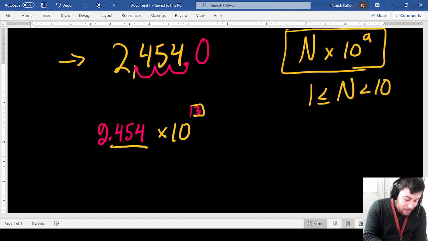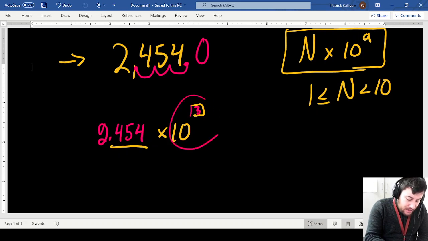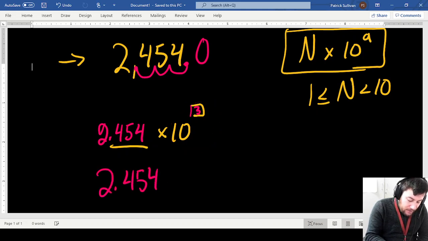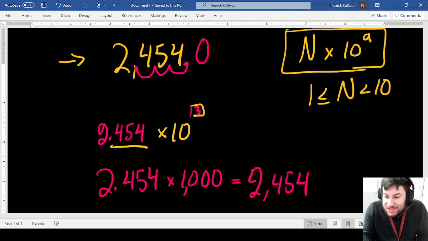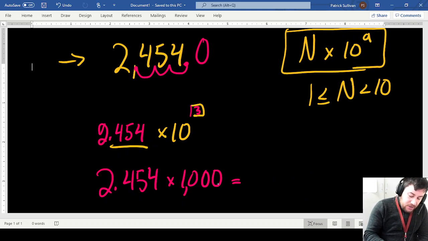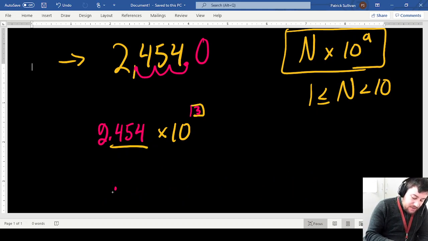Instead, it's going to be a positive 3. It's going to be a positive 3 because when I have my exponent as a positive, 10 to the third is 1,000, and if I do 2.454 times 1,000, that's going to bring me back to 2,454. Again, you could put that in a calculator just as verification. So that's the basics of scientific notation. We'll go through another problem right here.